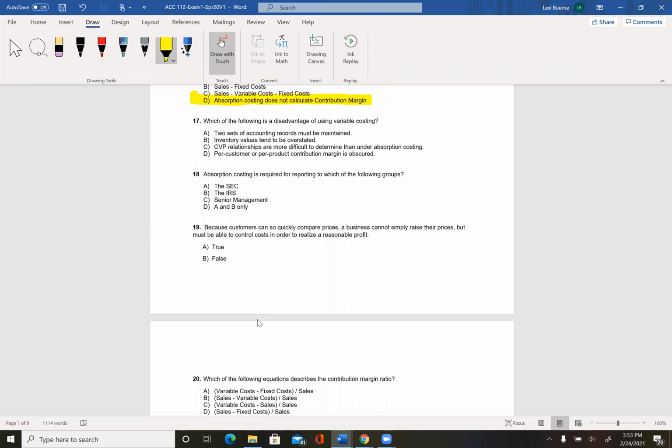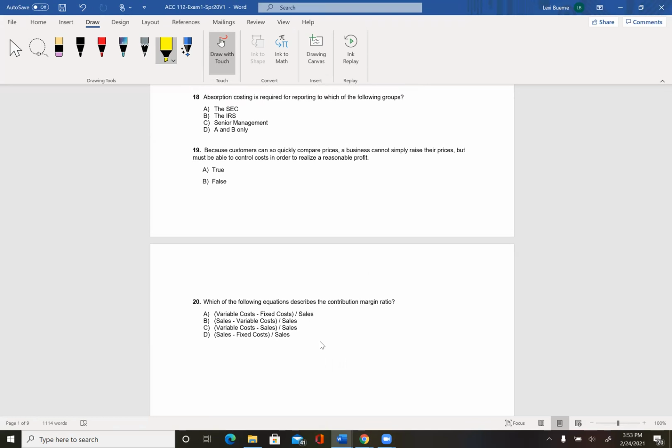17, which of the following is a disadvantage of using variable costing? That's going to be A. You have to have 2 sets of accounting records maintained. So that's going to be a disadvantage because you have to keep 2 separate ones instead of just having one. It's a little bit more difficult, a little bit harder to keep track of.